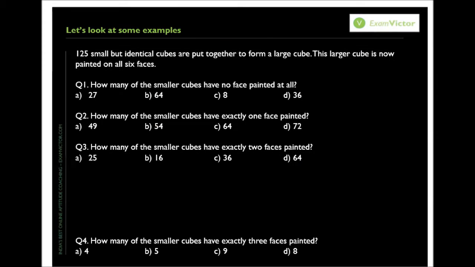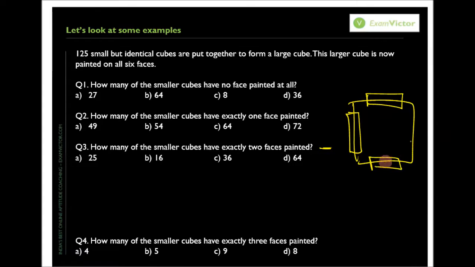Okay, third question. How many of the smaller cubes have exactly 2 faces painted? Brilliant, because we just discussed this, that if you look at one face, the ones along the edges, excluding the corners, are the ones that have 2 faces painted, right? So if you look at the face that is facing us, then you have 3 plus 3 is 6, plus 3 is 9, plus 3 is 12. Similarly, you'll have 12 more on the opposite face, right? We are basically counting the edges excluding the corners of the cubes. That's what they're making us do.